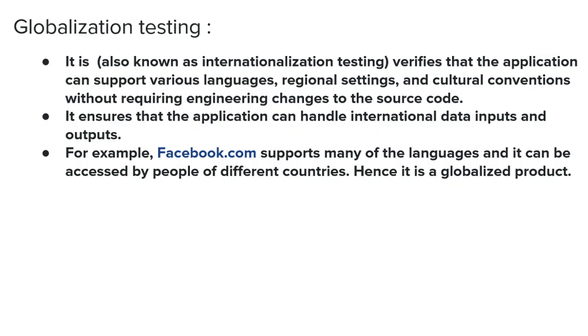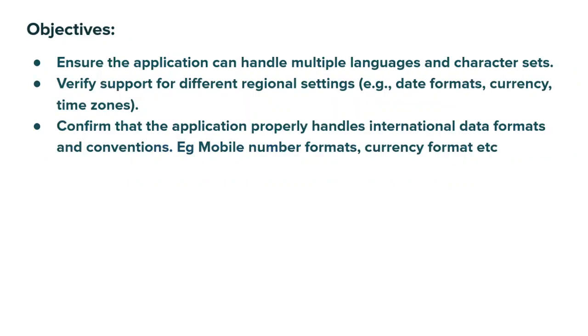Facebook.com is a globalized product because it supports all the regions, multiple languages of the world, and it can be accessed by different people of different countries. So that comes under globalization testing. If our application is globalized, we have to ensure that the application can handle international data inputs and international outputs as well. The main objective is ensuring the application can handle multiple languages, multiple character sets across the globe. Because a globalized product should work correctly across different regions with the different languages of different countries and can be accessed by different people all over the world.